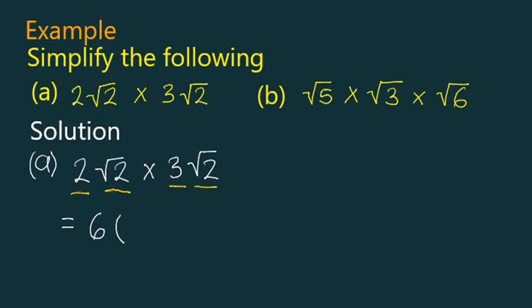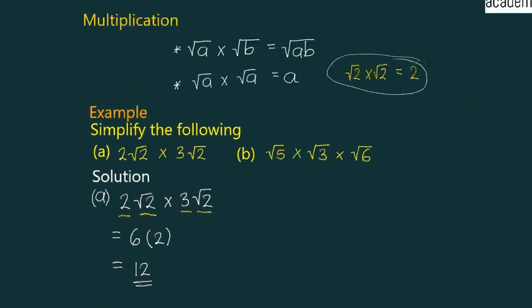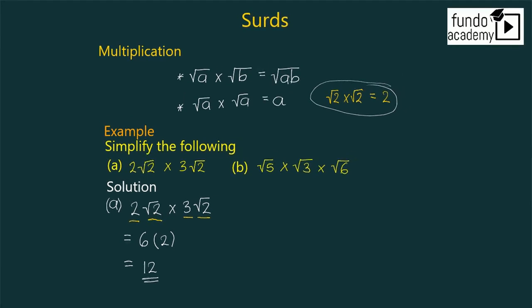And remember what we said. In this case if you have root a multiplied by root a, you get a. So in this case what we get is 2, and 6 times 2 is 12, and the simple solution here is 12. So that's the method when we are multiplying surds. It's not really a difficult thing. I know you'll be able to do this without any challenge. Alright, let's go on to part B.